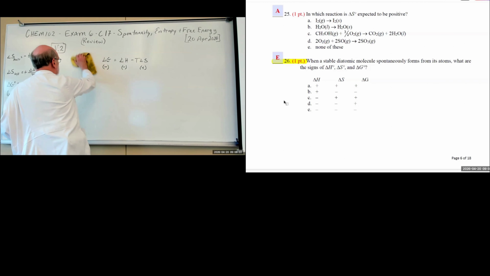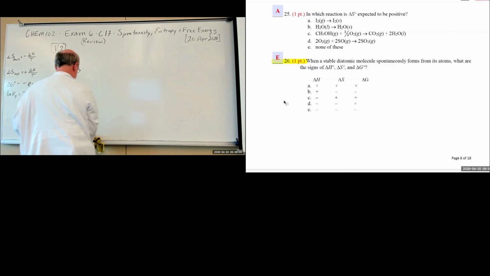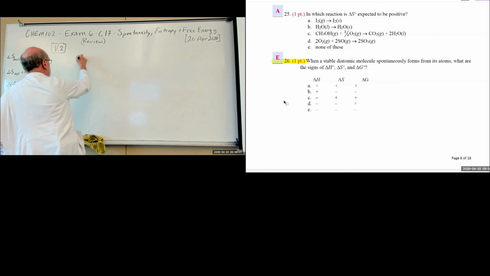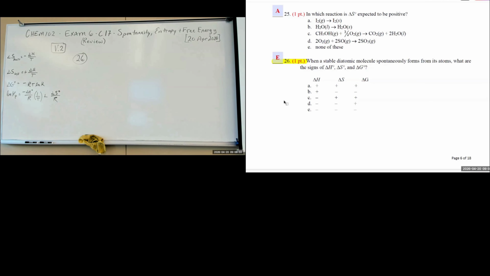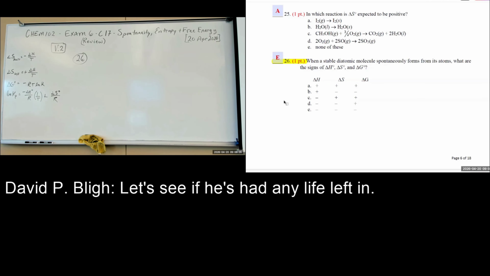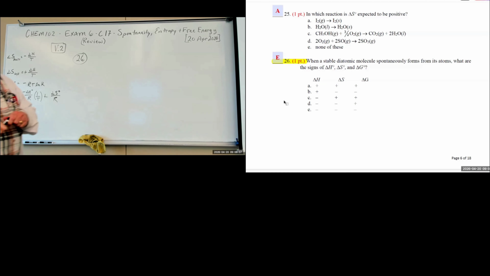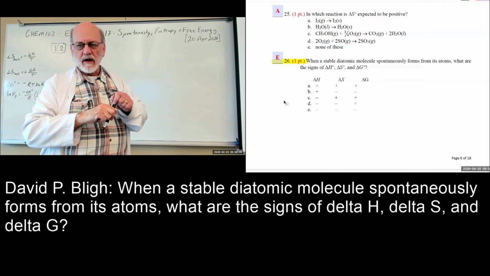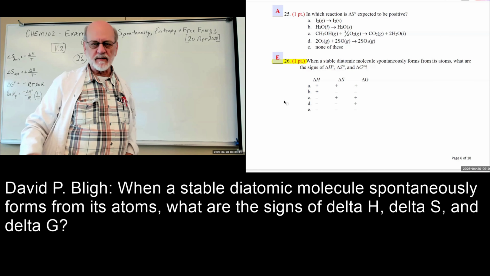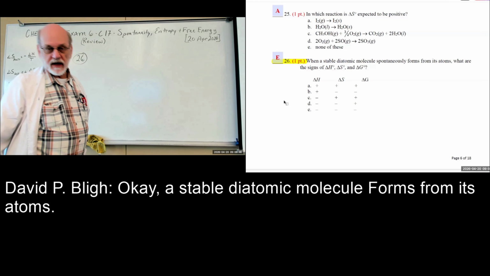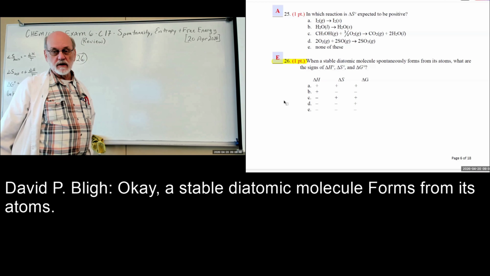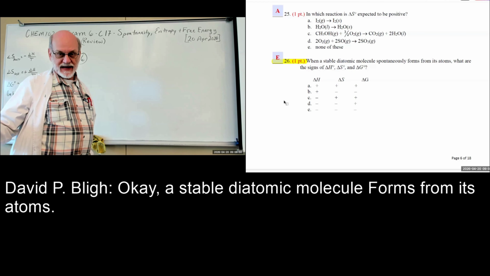'26. Starting to give out on me too. Do these have any life left in them? When a stable diatomic molecule spontaneously forms from its atoms, what are the signs of delta H, delta S, and delta G? Okay, a stable diatomic molecule forms from its atoms.